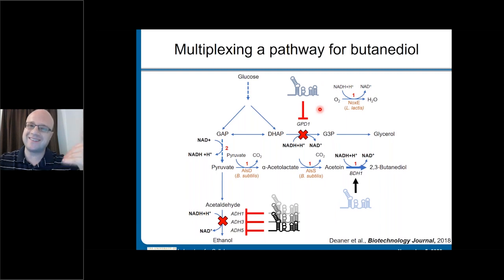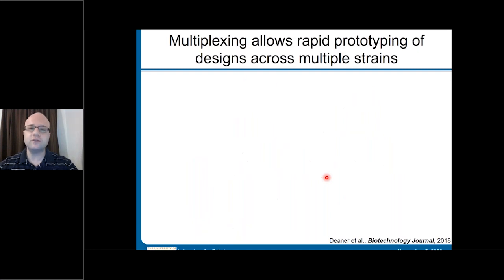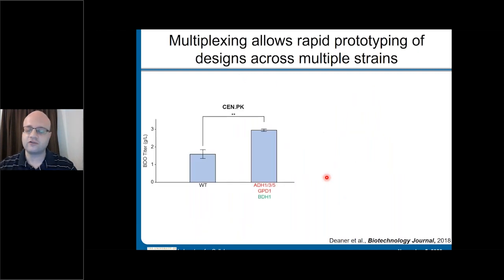Now the alternative, what we did in the prior slides, is the knockdown or repression of GPD1 to prevent the glycerol production, and an activator domain for the BDH1 to funnel more of our pathway towards this 2,3-butanediol heterologous pathway. So when we do that, we can actually recreate a strain very quickly. So we were able to recreate that engineered strain in a SynPK background and get about a 2-fold improvement of our titer, going from about 1.5 grams per liter to almost 3 grams per liter of production in that background. So that was able to show how we can rapidly strain engineer.